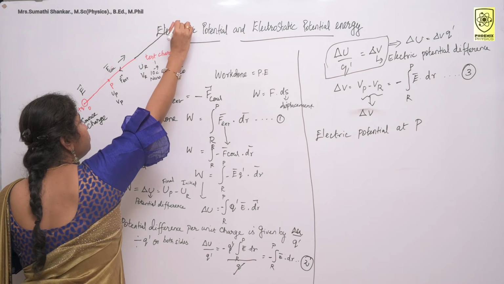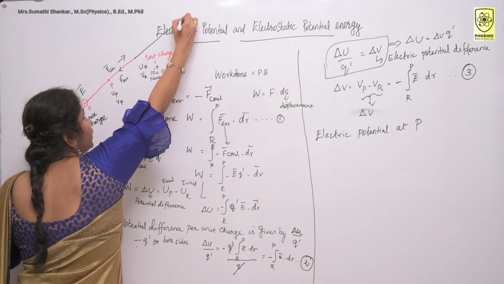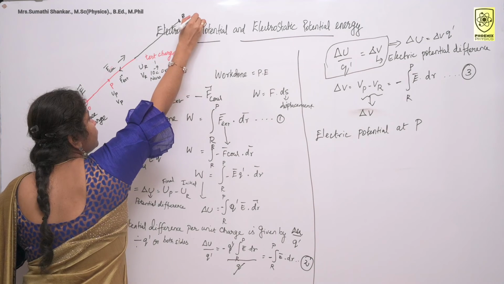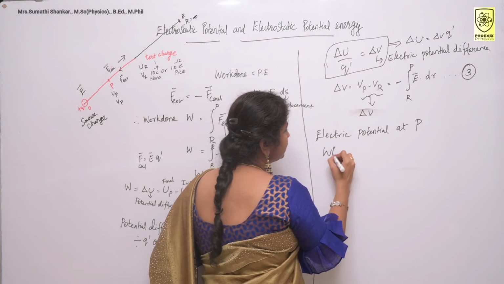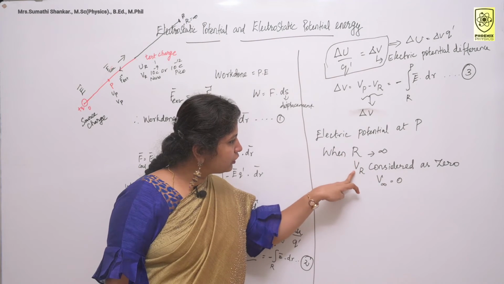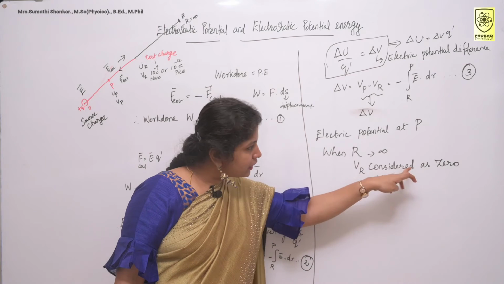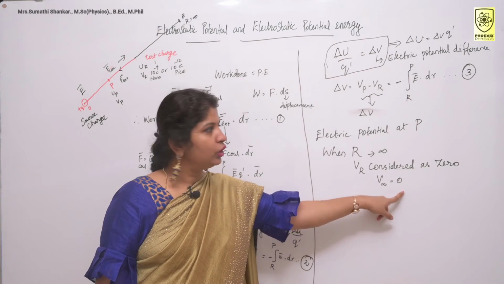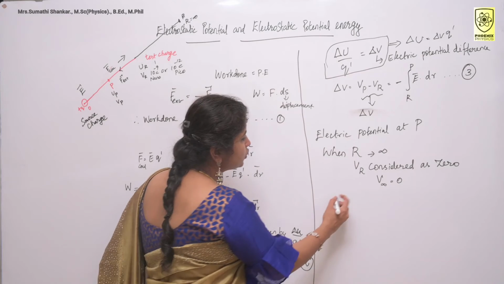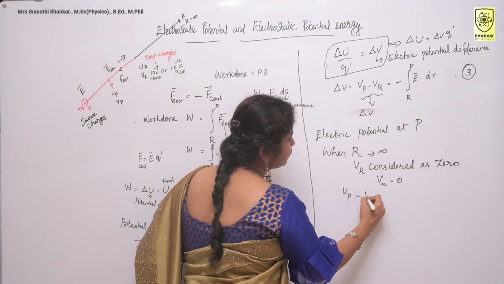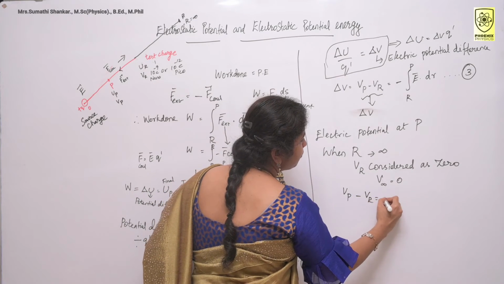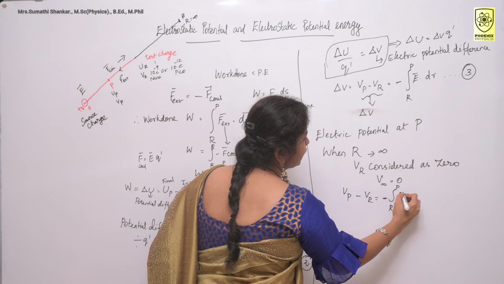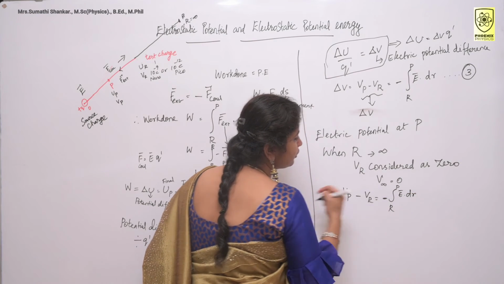Far away from the P point, this is my R. Say R is at infinity. When R is at infinity, the potential at R can be considered as 0, that is V infinity is equal to 0. You know the relation Vp minus VR is equal to minus integral R to P E vector dot dr. This is our equation.